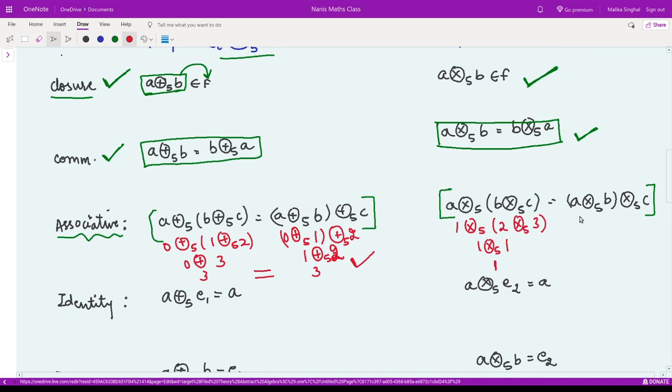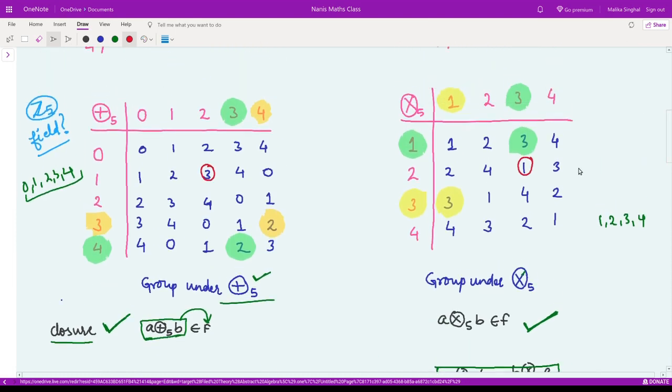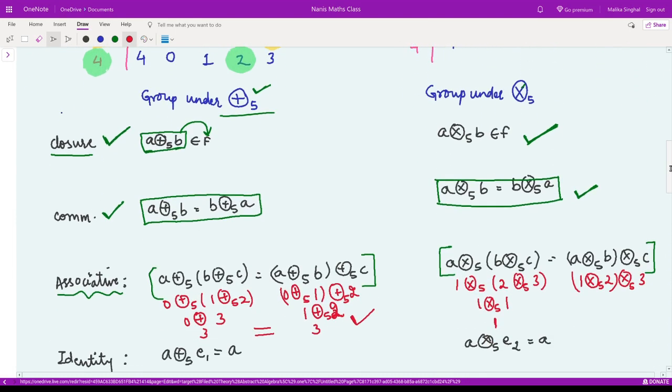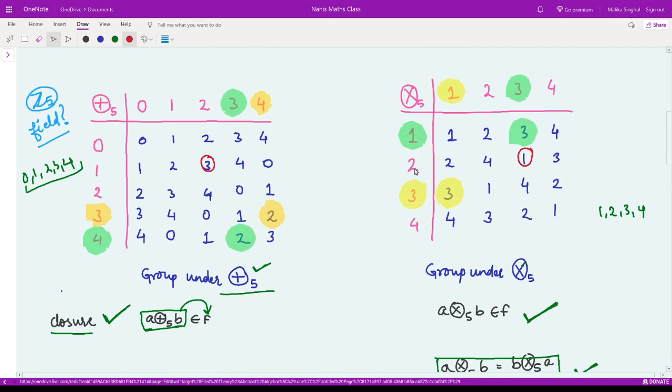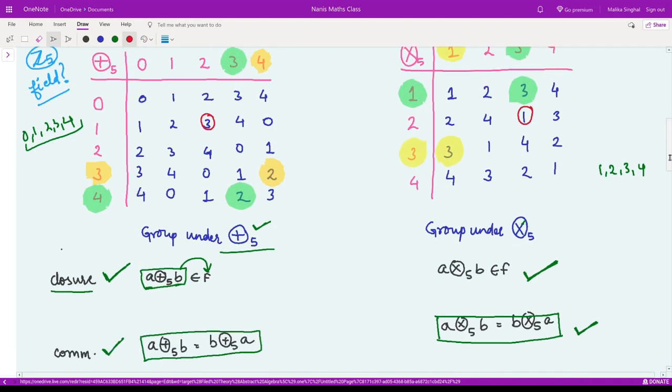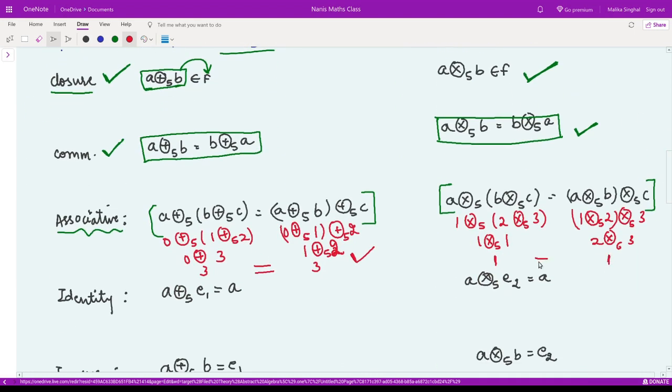Likewise here you will first see 1 multiplication mod 5 2, and then you will see whatever the answer is with 3, right? So 1 mod 2, that would be 2. Then 2 mod 3, what would be that? 2 mod 3, that is equal to 1. So you get the same answer. So this property is also satisfied.